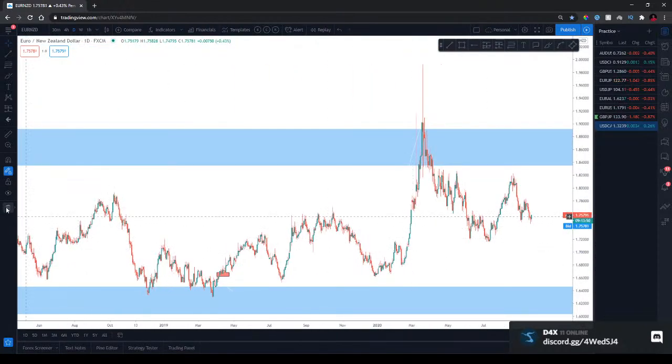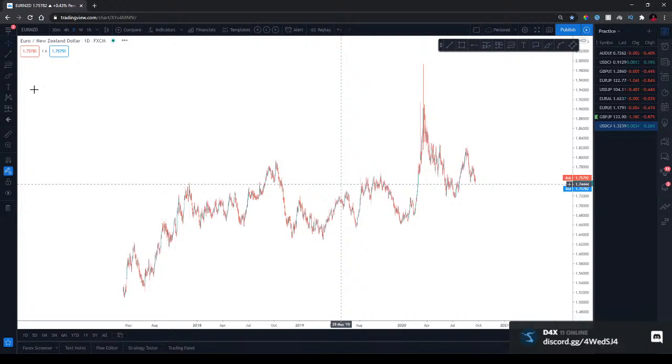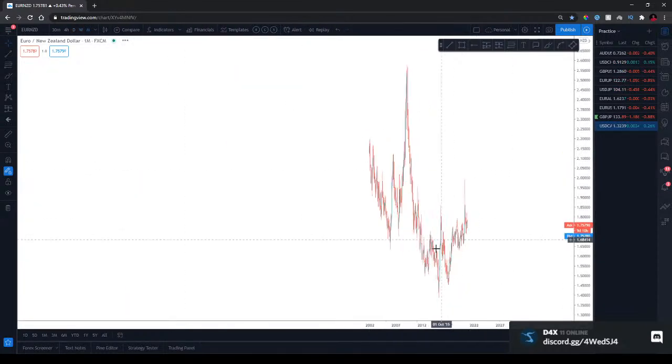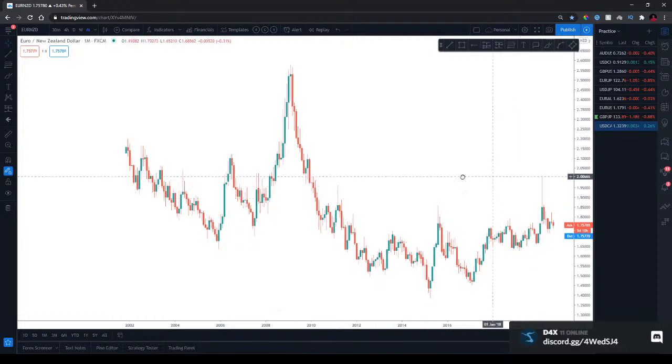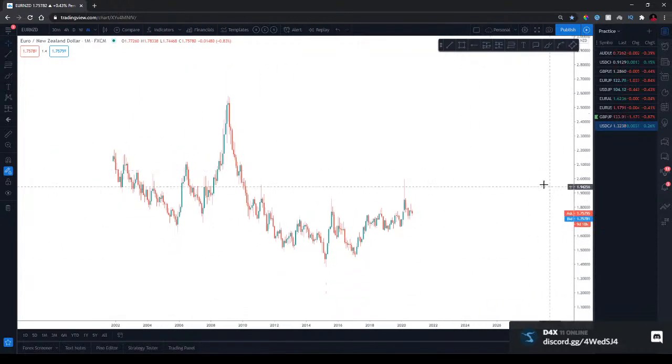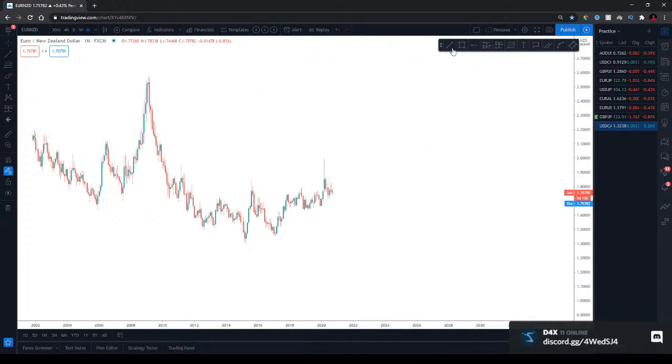Wow, I've not looked at this in a long time. Okay, I'm going to do a full markup on Euro USD so I can see what's been going on with it.